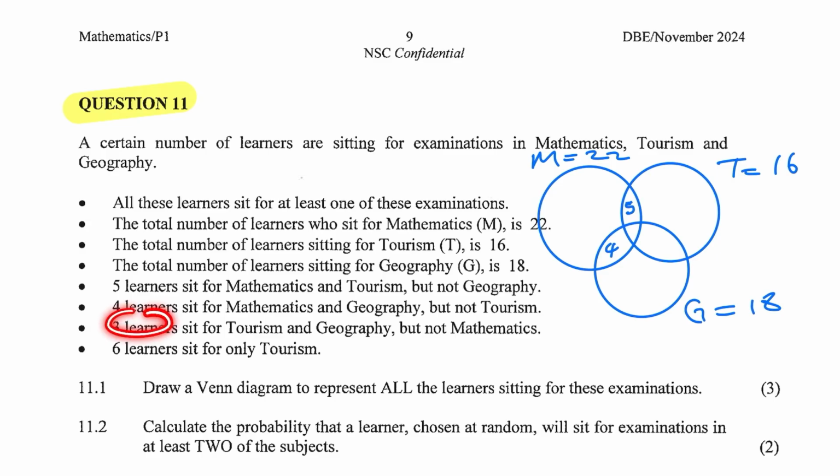Then 3 learners sit for tourism and geography, but not mathematics. So now you have 3 who do geography and tourism, but not mathematics. And lastly, they say 6 learners sit only for tourism. So this part here, where learners sit only for tourism, has 6 learners.